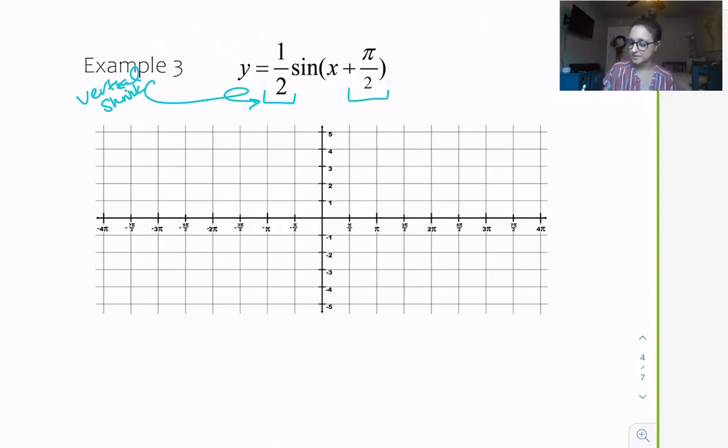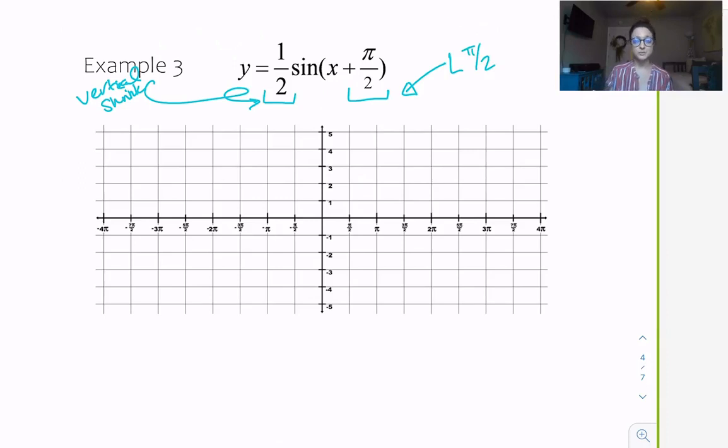And then this plus pi over 2, what is that going to do? That's inside. So if you think about what would I need to do to get x by itself there, I would need to subtract by pi over 2. So this is going to shift the parent function to the left, pi over 2.